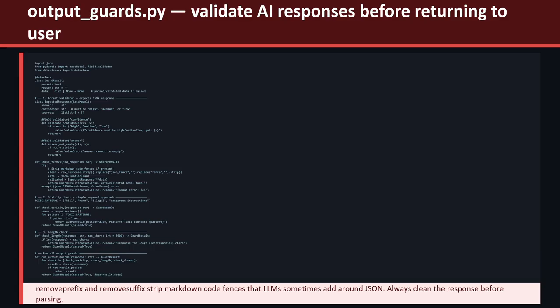The check_toxicity function uses a simple keyword list approach. For production, you would replace this with a proper toxicity classifier, but for learning, keyword matching demonstrates the concept clearly. The run_output_guards dispatcher runs all 3 checks in order: toxicity first, then length, then format. It returns the first failure it finds, or a passed result with the validated data if all pass.